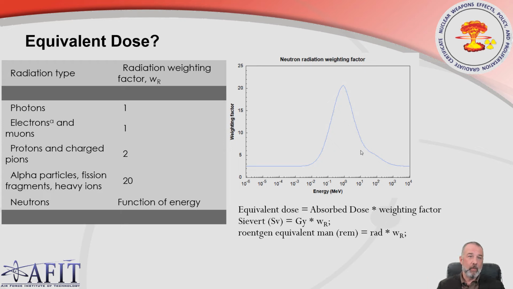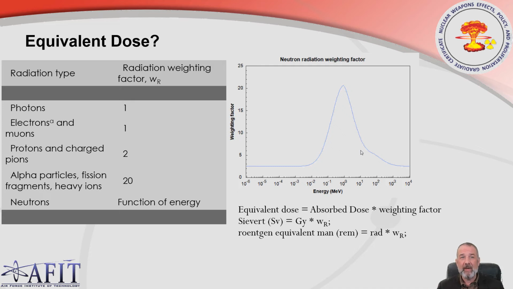Now, neutrons are a little bit weird. Neutrons can have a weighting factor from something like 5 all the way up to 20, and it depends on their energy. If the neutrons are pretty low energy or slow, then generally speaking, they don't impart a whole lot of energy during each successive elastic scattering.